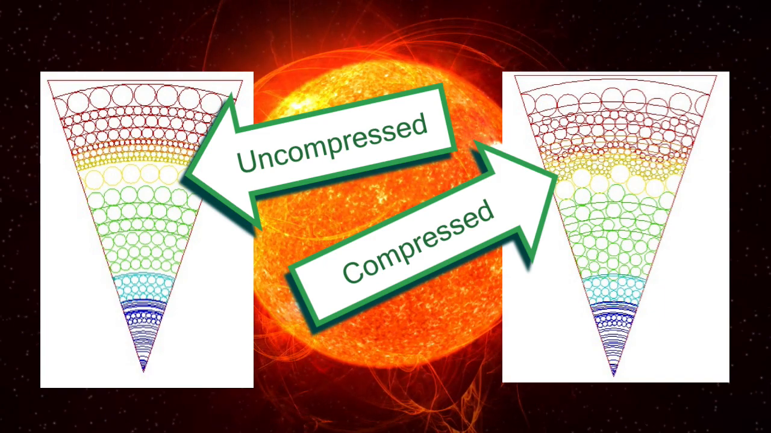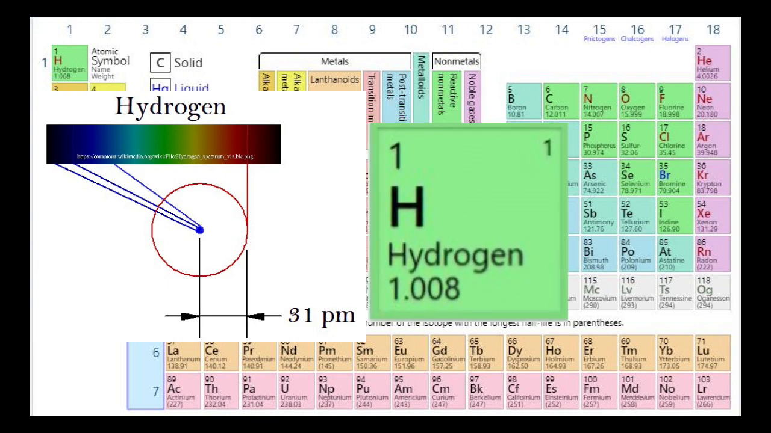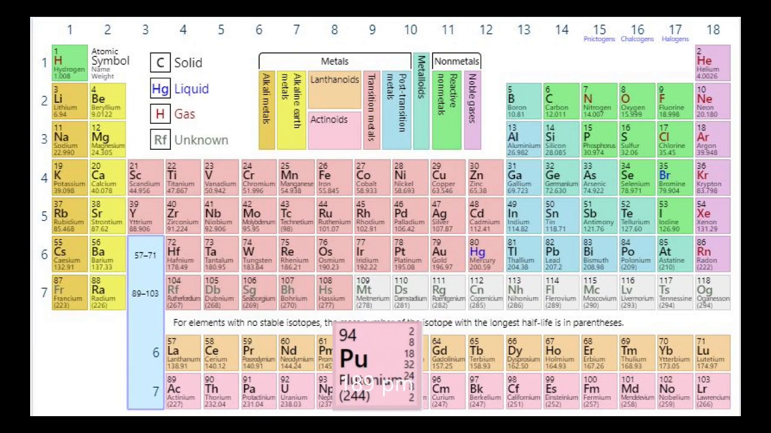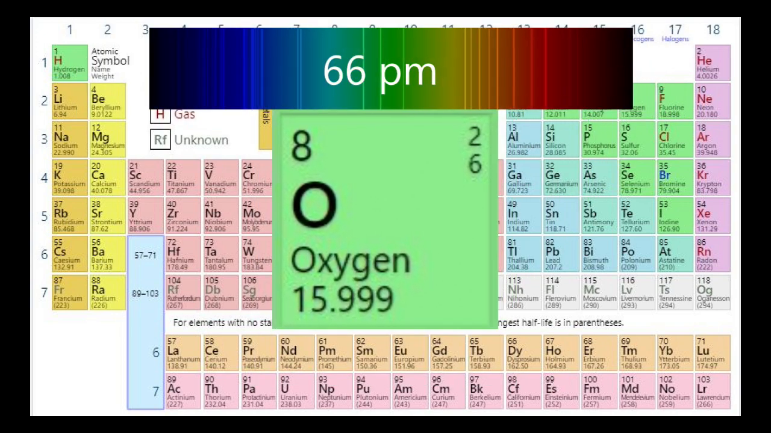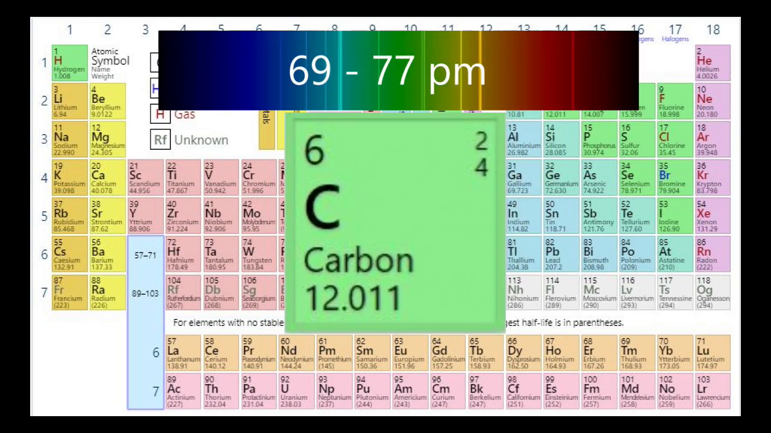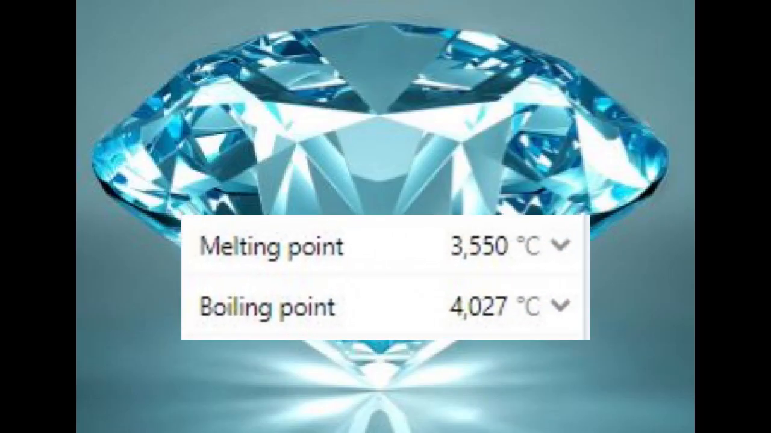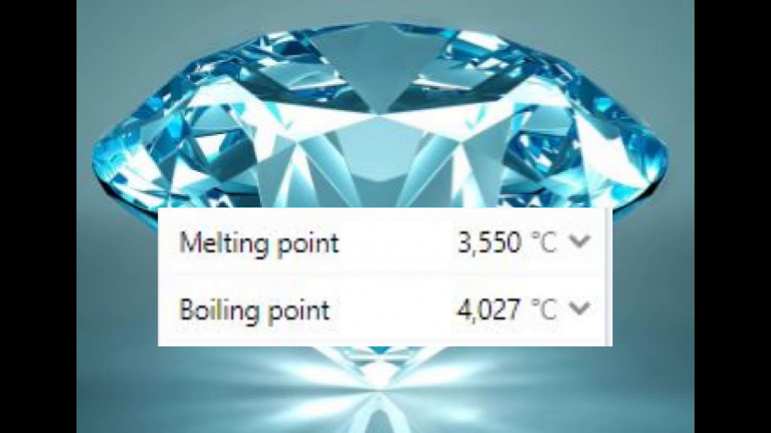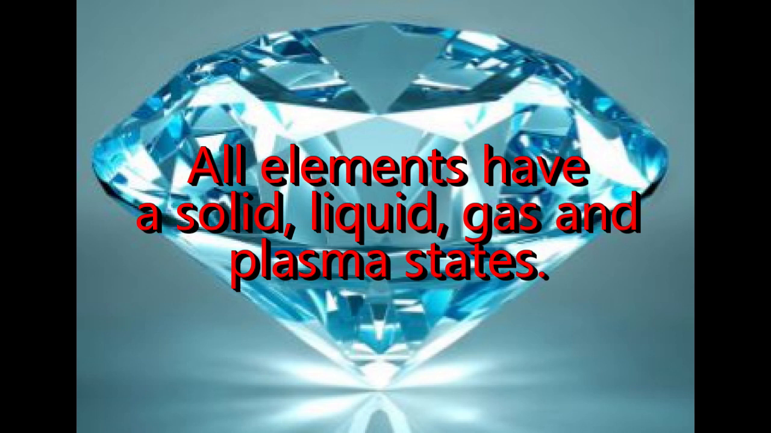When you look at the periodic table of elements and the details of the atoms, there is not a large difference in their sizes. They range from hydrogen at 31 picometers radius, to heavy metals like plutonium at 189 picometers, oxygen at 66 picometers radius, and carbon, depending on its form, is 69 to 77 picometers. The majority of the elements are solid, and only become a gas at very high temperatures. All elements have a solid, liquid, gaseous, and plasma state.